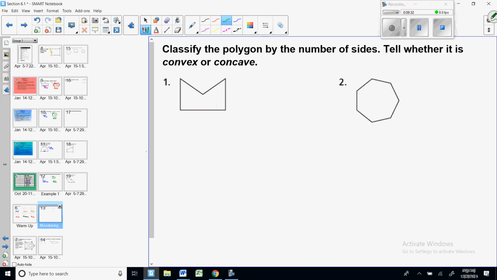Any questions so far? Okay, again, counting our sides, we've got a pentagon. There are 5 sides on this one. Okay, and again, my diagonal will pass outside, so that is an example of a concave pentagon. Okay, over here with number 2, there's my diagonals. Okay, and if I count my sides, 2, 3, 4, 5, 6, 7.